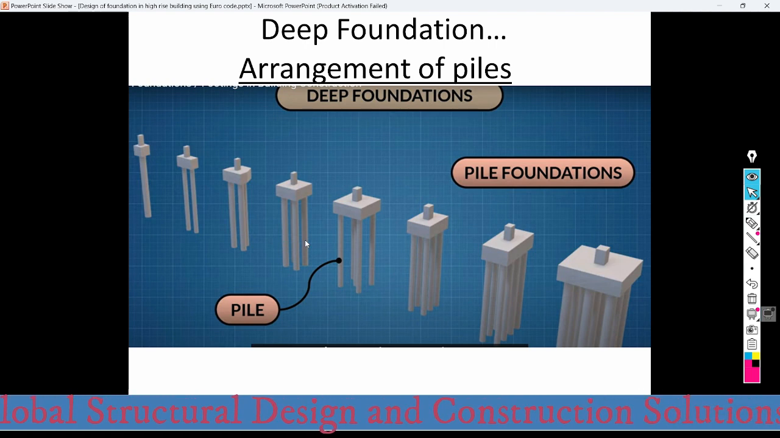So the number of piles depends on the magnitude of the columnar load coming from the superstructure. If the columnar load coming from the superstructure exceeds the capacity of the pile, we need to provide a higher number of piles, which is more than one pile. So the number of piles depends on the capacity of the pile plus the amount of the structural load coming from the superstructure.